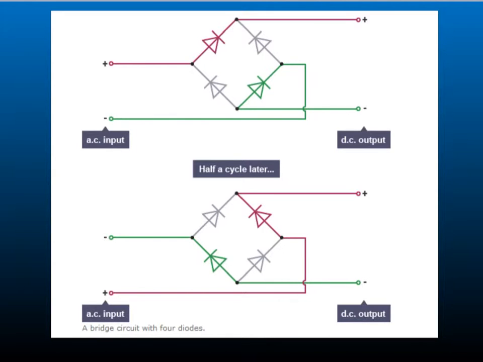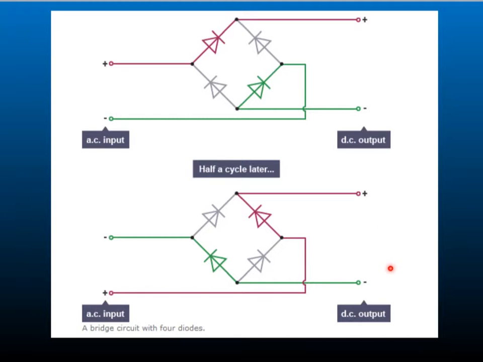Now imagine the second diagram. It's half a cycle later, so now the AC input is positive at the bottom. So if we trace this out again, going up through here, it can't go that way because the diode's in the wrong orientation, but we can go through here. We can't go that way because it's the wrong orientation. We can go through here. This is the same as what we've got up here, a positive output. So that negative AC has been turned into positive output.